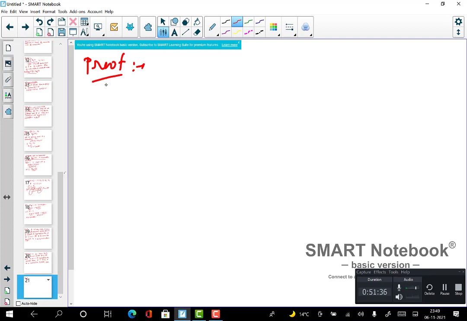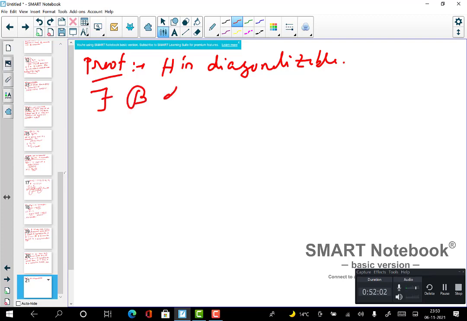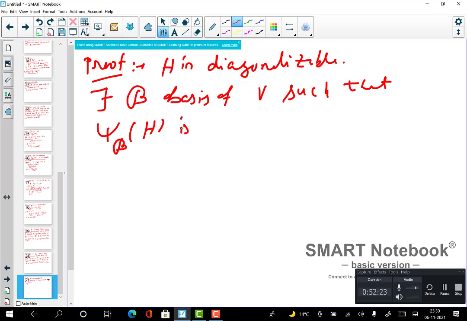So you start with what is given. What is given? That H is diagonalizable, right? But what is the definition of diagonalizability of a bilinear form? That means you must have a basis, an ordered basis, such that the matrix is diagonal, right? So that means there exists an ordered basis V of V such that the matrix psi of H with respect to V is some diagonal matrix D. Okay, so this is a diagonal matrix.